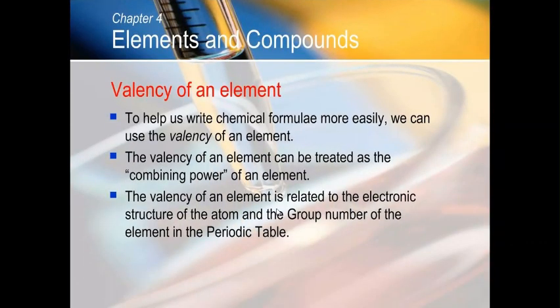So moving on, we have the valency of an element. Sorry for that bad pronunciation error. To help us write chemical formulae more easily, we can use the valency of an element. The valency of an element can be treated as the combining power of an element. The valency of an element is related to the electron structure of the atom and the group number of the element in the periodic table.